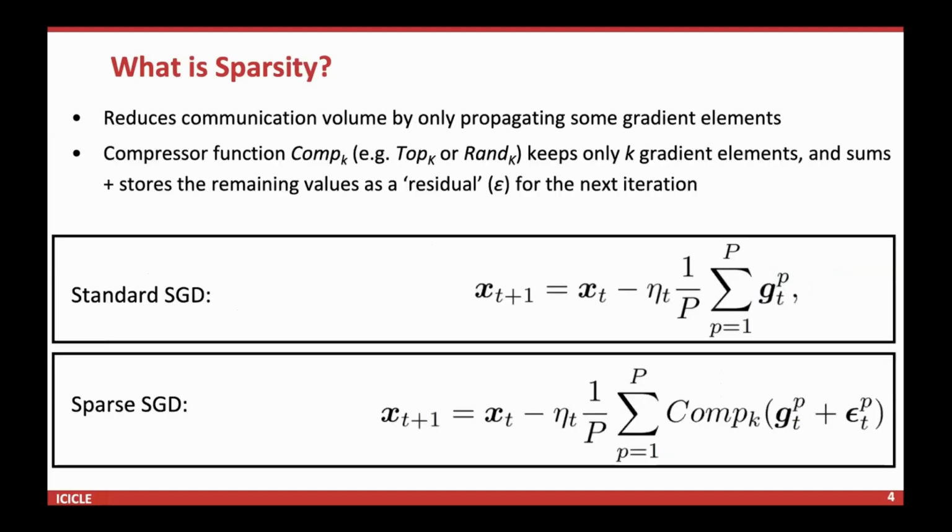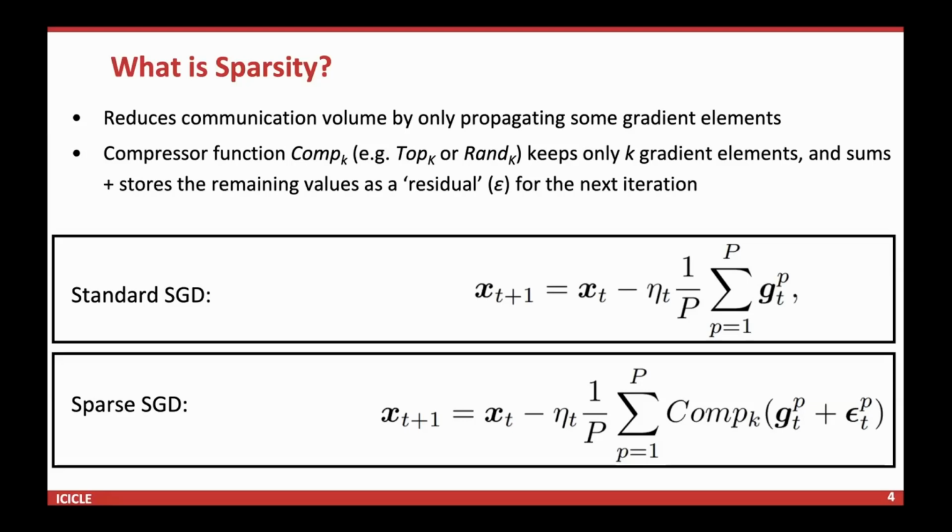So what is sparsification? How is sparsification usually done? We can certainly reduce communication volume by only propagating some gradient elements. This is a very general statement. We can conceptualize a compressor function. The input of this function is all the gradients that we want to communicate, and the output is the gradients that we actually communicate. There are a bunch of ways to implement this compressor, either through the TopK method or using a random method. This is just a very general description.